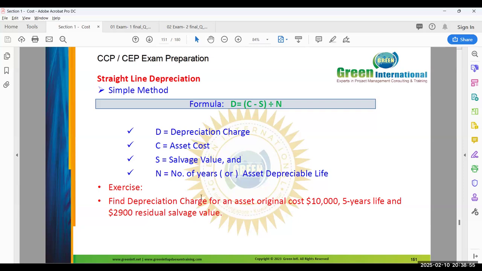So here, find the depreciation charge of the asset. Original cost is 10,000, 5 years is the lifetime, and 2,900 is the residual salvage value. Okay. Salvage value, you understood now what is salvage value.